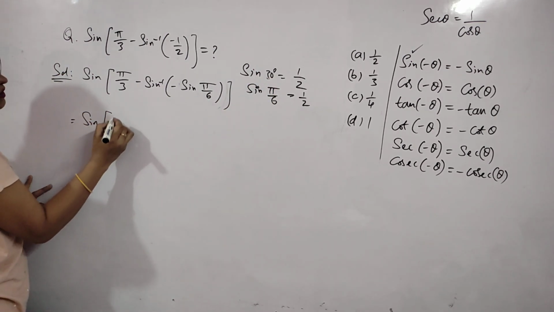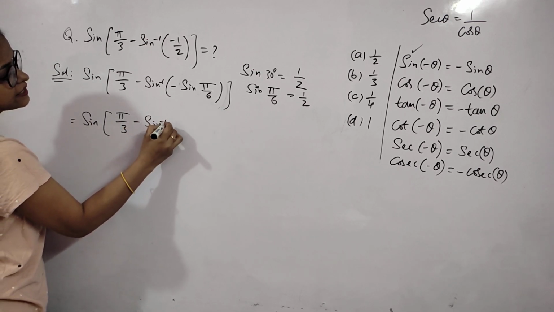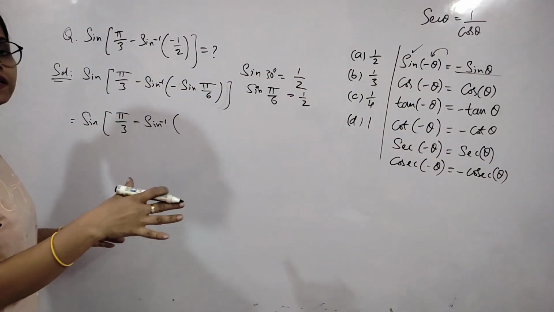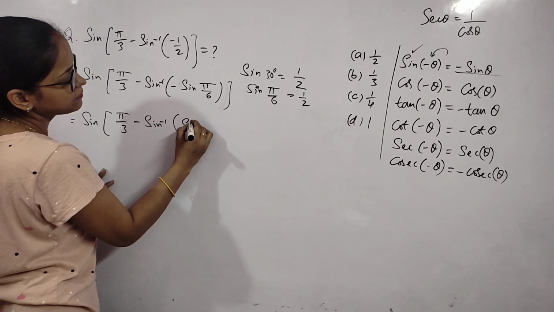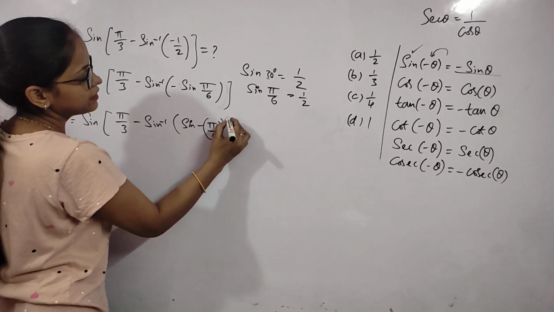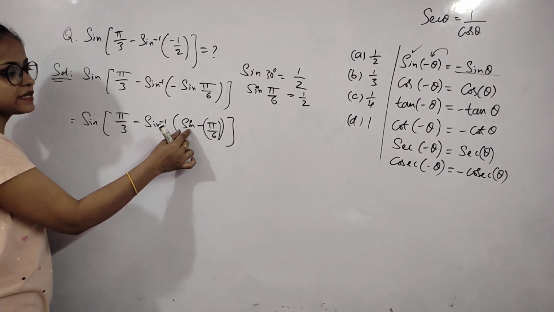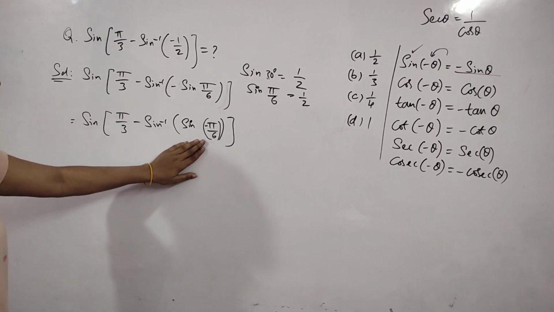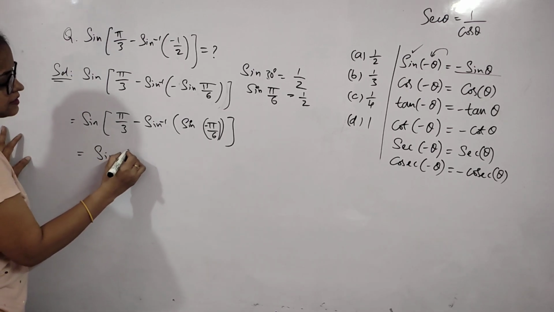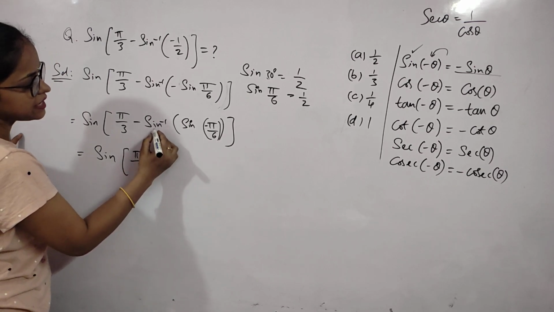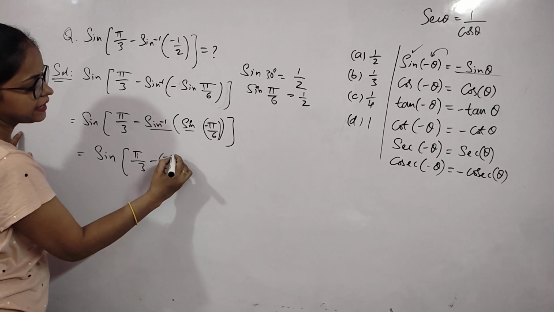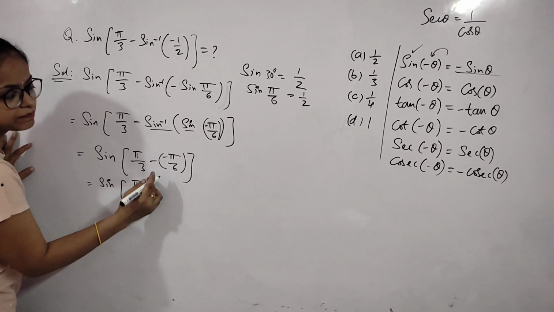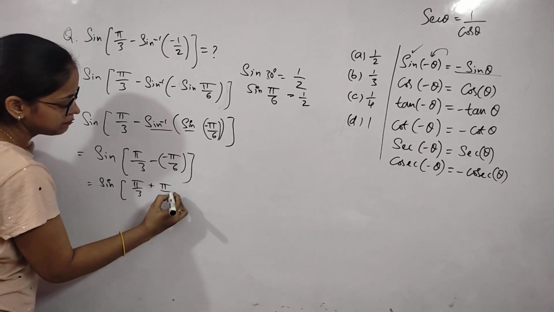And this is equal to sine of pi by 3 minus sine inverse of minus sine theta. We can write it like this: the minus will go inside the sine function, so sine of minus pi by 6. Why are we sending it inside? Because we need sine inverse of sine. So sine inverse of sine becomes 1, and we have the angle minus pi by 6. So here pi by 3 minus into minus becomes plus pi by 6.